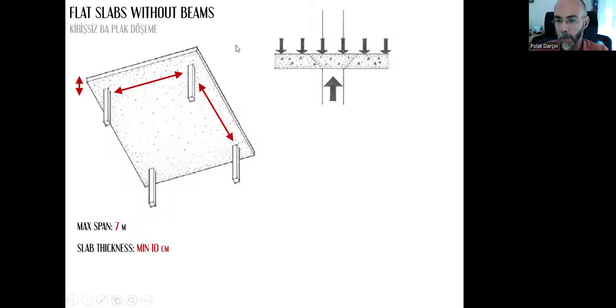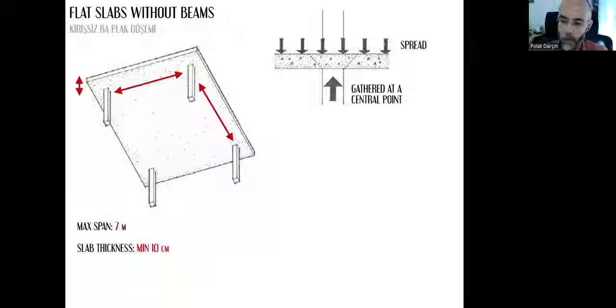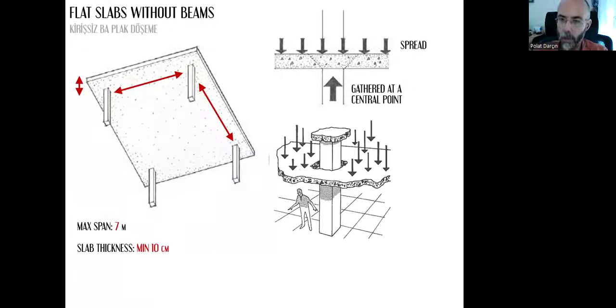However, on the upper side, when we apply the loads, when we step on the floor, when we put our furniture and everything, the load will be spread. But in the lower part, where it meets with the column, the whole force in the opposite direction will be gathered, focused at a central point. So there will be a difference of balance between the load distribution. So there is this risk of punching. That's something we need to be careful about.